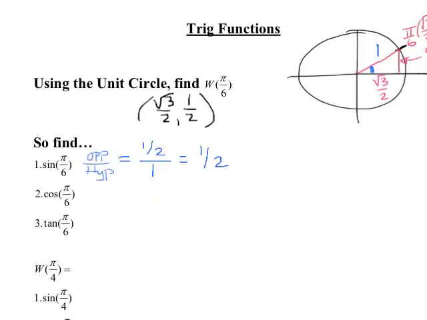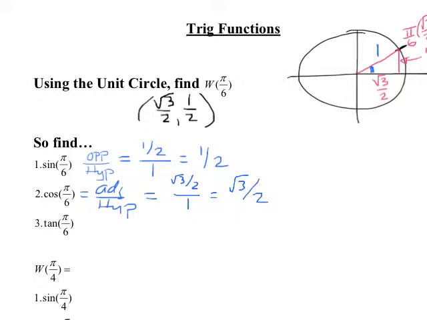Okay, then let's talk about cosine. Well, cosine, you remember, is equal to adjacent over hypotenuse. So again, looking at this triangle over here, adjacent is root 3 over 2. And hypotenuse again is 1, so it's root 3 over 2. Okay, so cosine of pi over 6 is root 3 over 2.